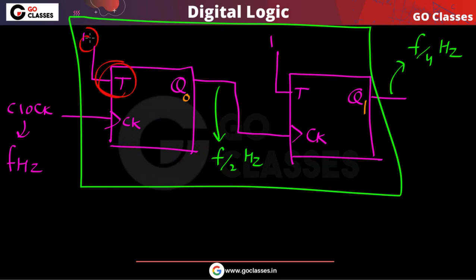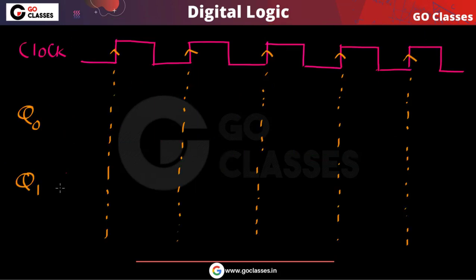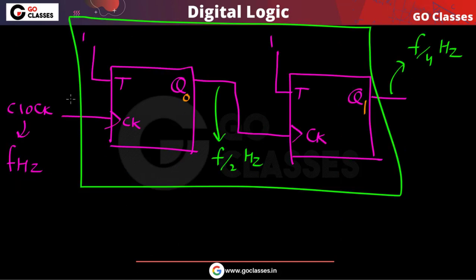This is because this T is connected to 1. So when this clock goes from 0 to 1, this q0 will toggle. Let's assume that initially q0, q1 are both 0, 0. Now when this clock goes from 0 to 1, because this clock is applied to the first flip-flop and the T input is 1, with every clock pulse, with every rising edge, this q0 will toggle.